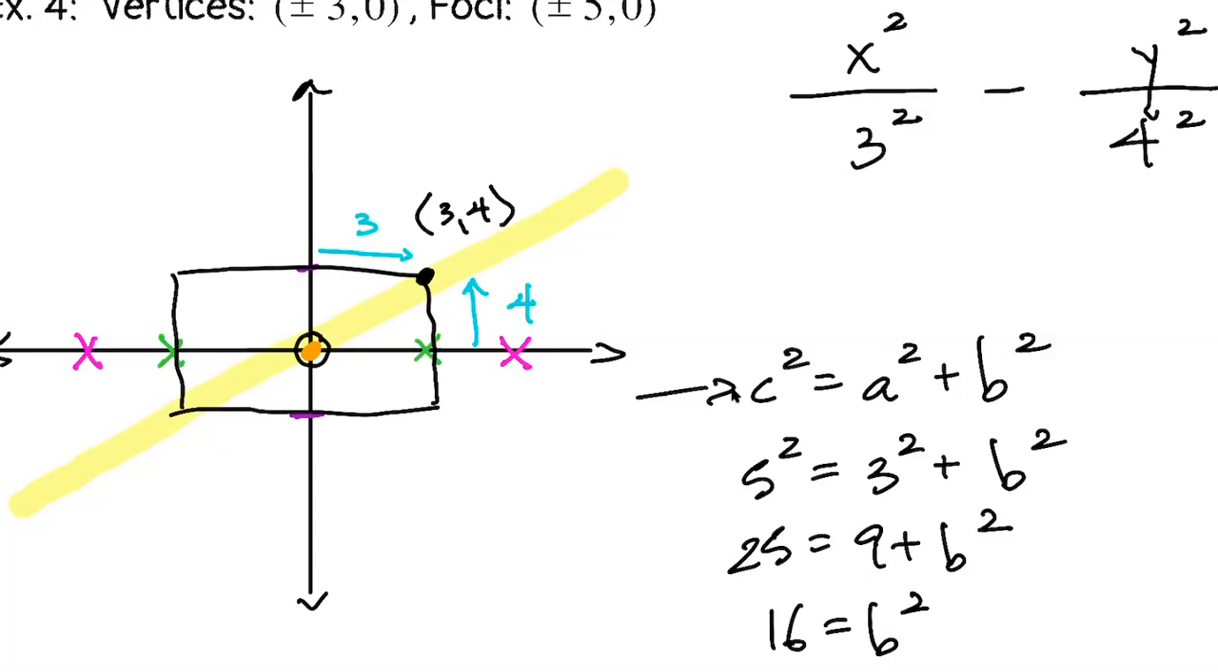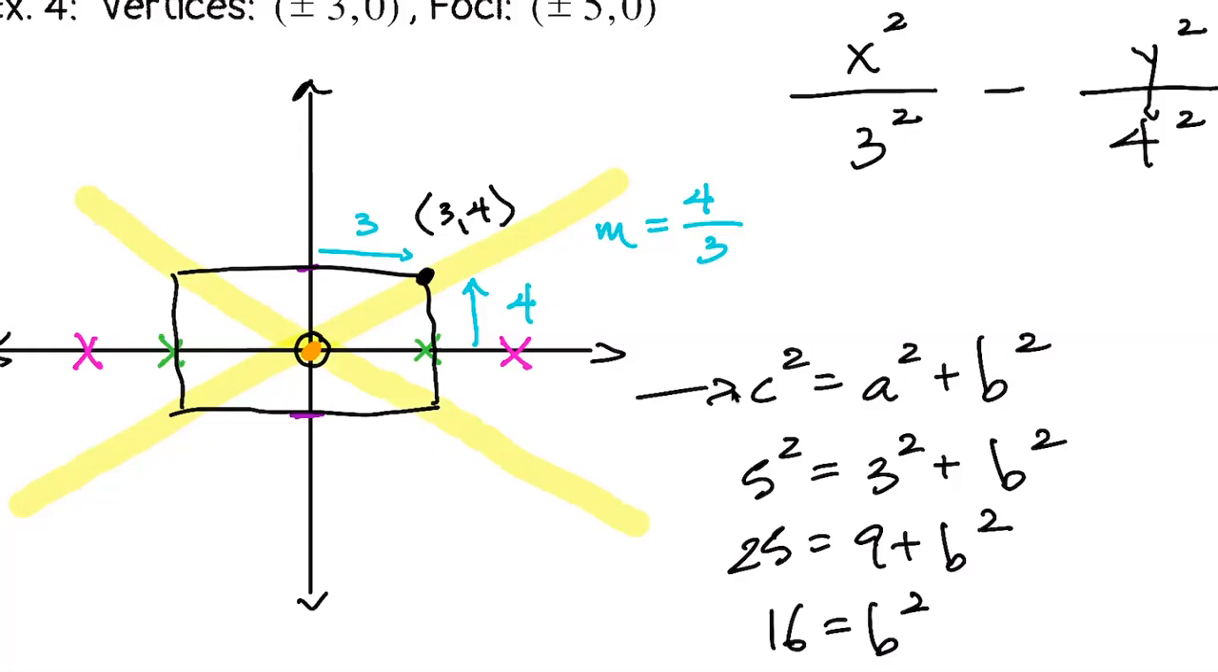So the slope of this line is rise over run. Does that make sense? Yes. Okay. If you do the other asymptote, you could do the same thing.